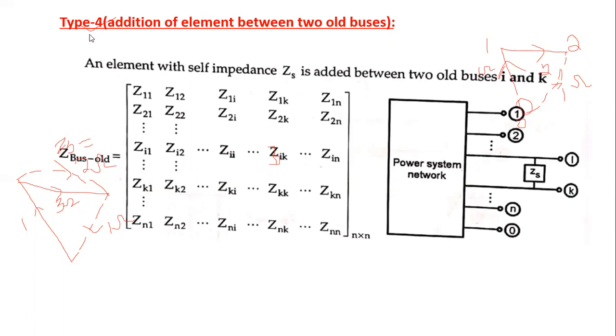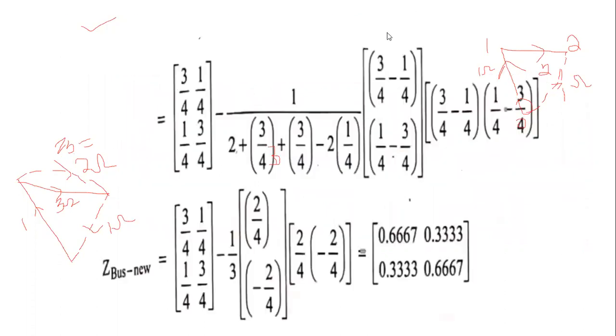Suppose it is a type 4 modification, it means the element is added in between two old buses. Then this modification is called type 4 modification. For type 4 and type 3 modifications, those elements will be considered as the link in the diagrammatical form.